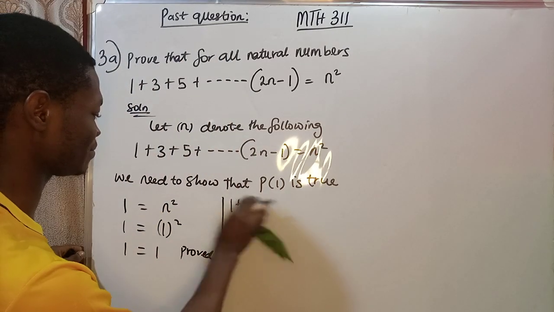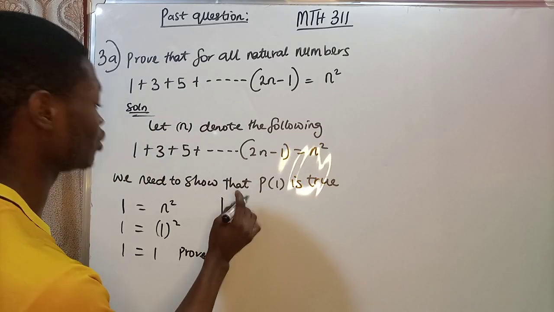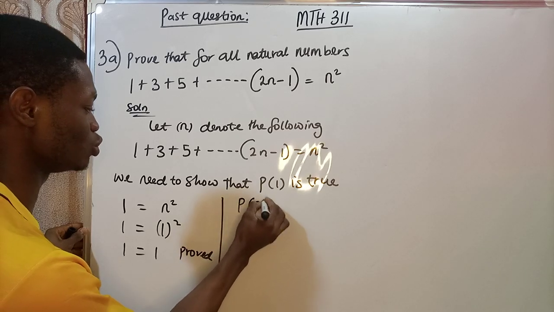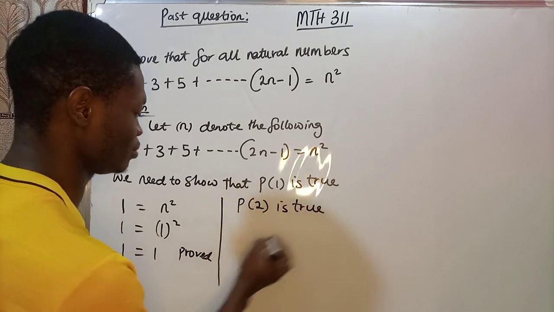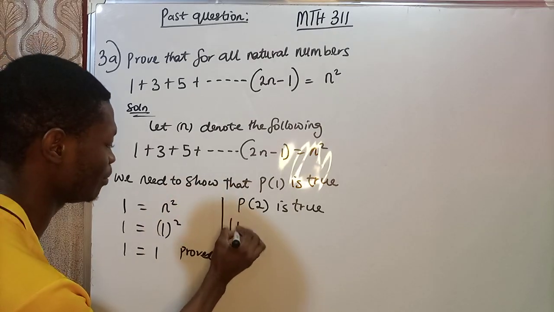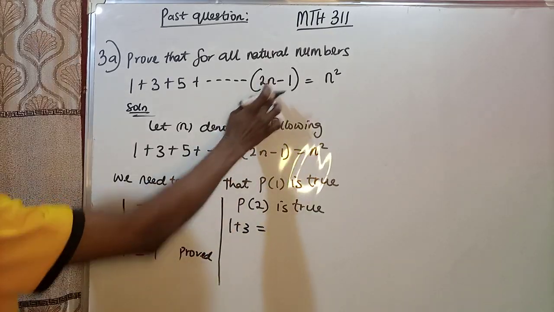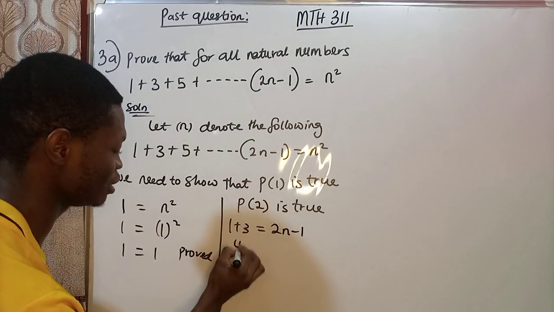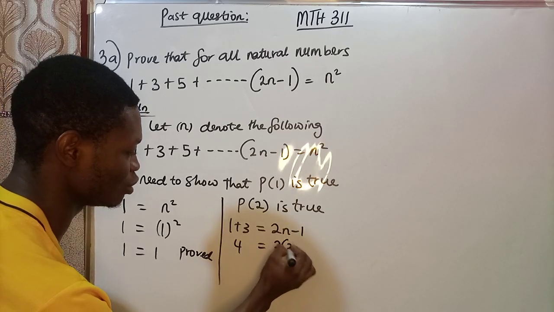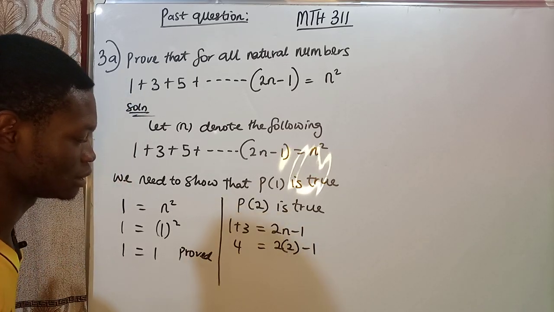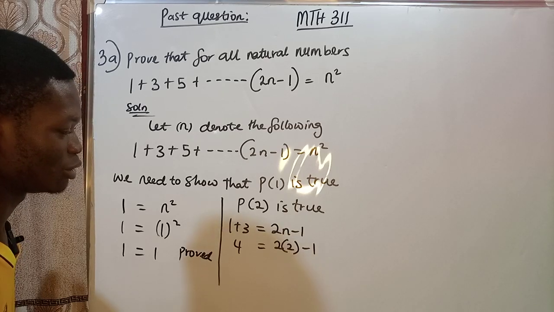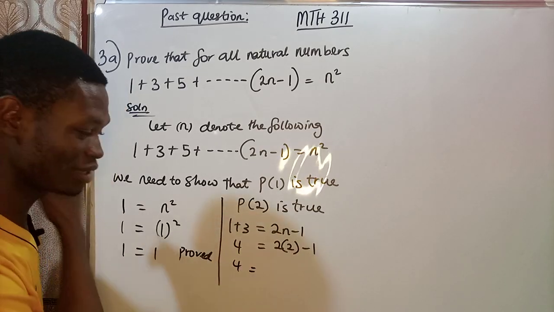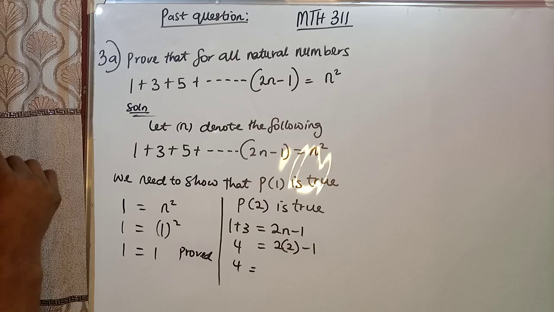We need to show that P of 2 is true. So let's go. We have 1 plus 3 is equal to, let's use this one this time around. Okay, let's use it. 2n minus 1. 1 plus 3 is what? 4. Our n is what? 2 minus 1. Are you seeing it? So we have 4 is equal to 2 times 2, 4 minus 1.